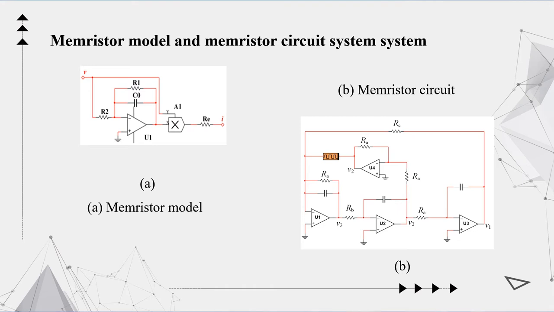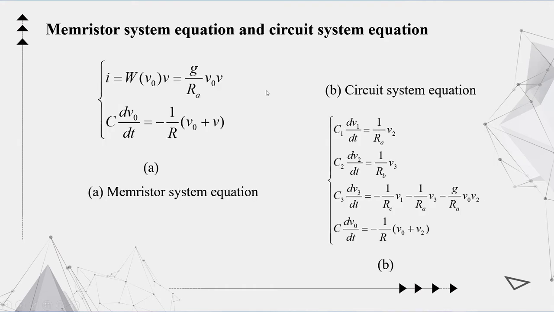It can be seen from the figure that figure A is the model of the memristor and figure B is the model of the circuit system. Figure A is the system equation of the memristor and figure B is the system equation of the circuit. The circuit is a brand new circuit which combines a new memristor model with the classic Jerk system. So the related dynamic simulations and some very interesting circuit phenomena are obtained.